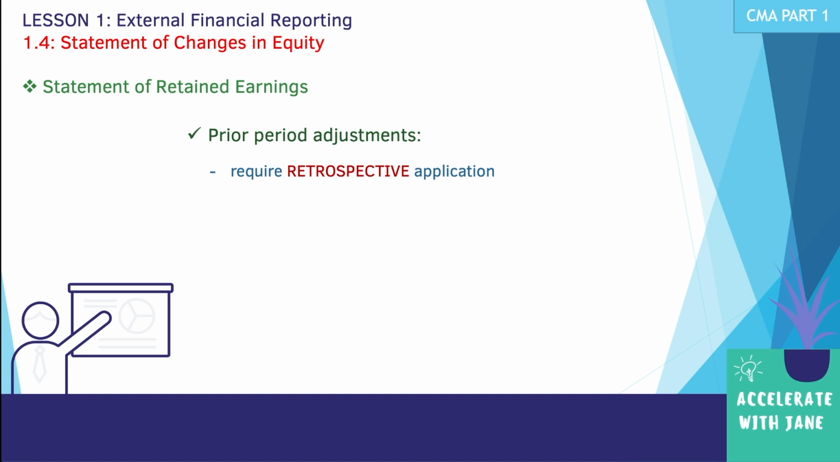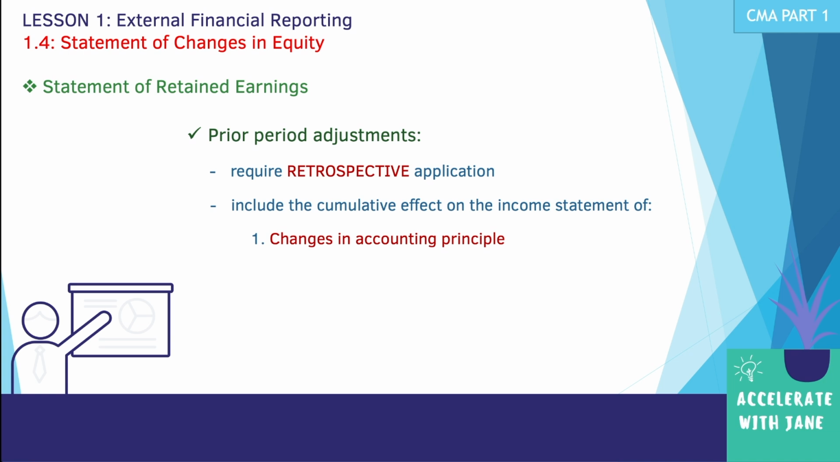In addition, it includes a cumulative effect on the income statement of 1. We have changes in accounting principle. Second, the corrections of prior period financial statement errors. So when we say change in accounting principle, for example, an entity is permitted to change an accounting policy if the change is first required by a standard or interpretation. An entity is also permitted if the change results in the financial statements providing reliable and more relevant information about the effects of transactions, other events or conditions on the entity's financial position, financial performance, or cash flows.